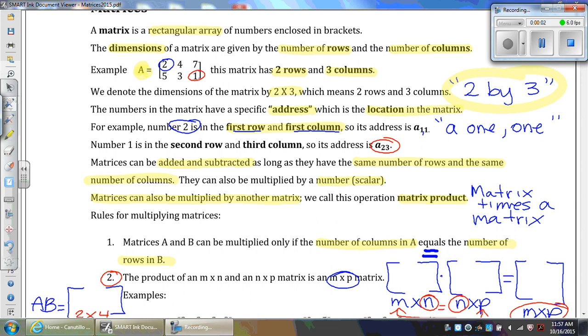This video covers an introduction to matrices. So what I want you to do is just read every statement. That's what we did in class. I'm going to go over it quickly, and whatever is highlighted is because I think it's the most important things.